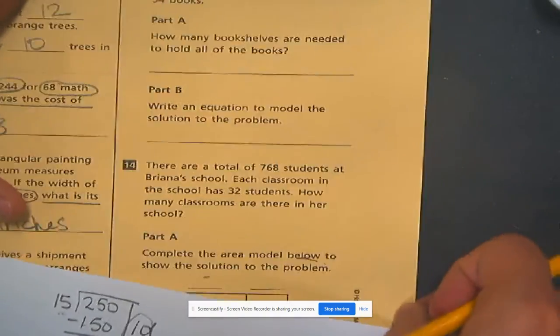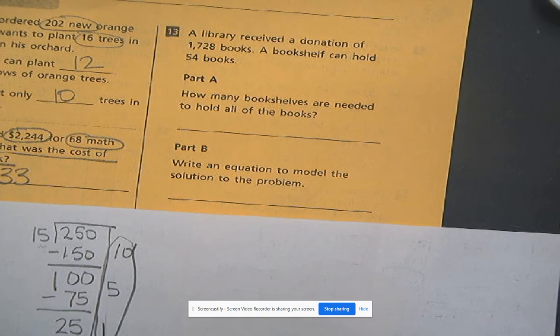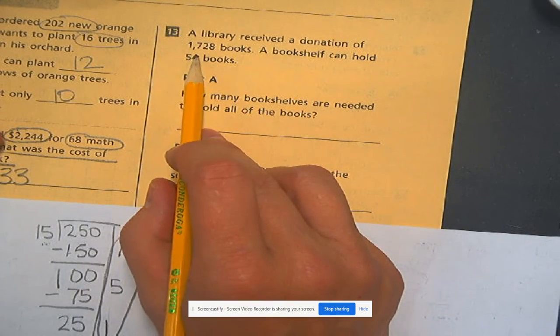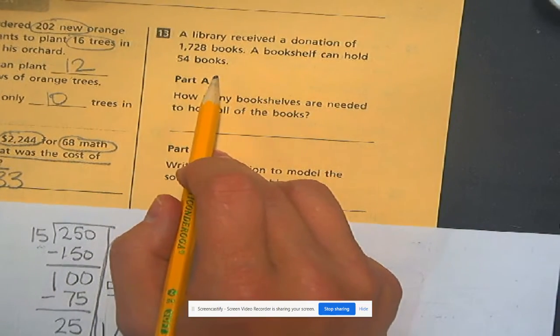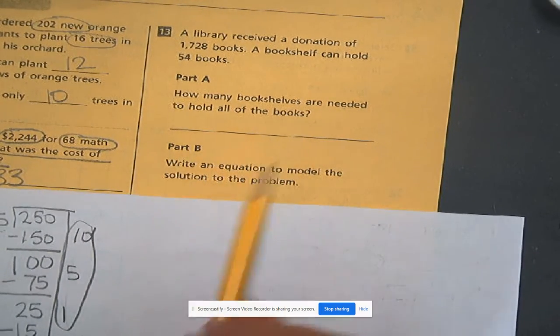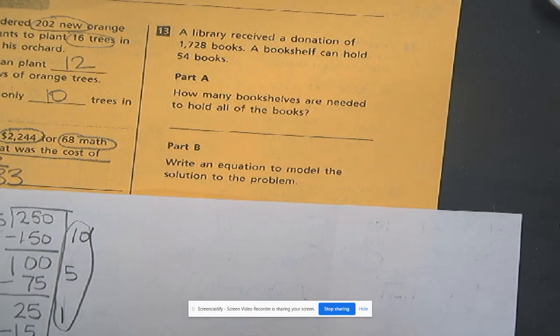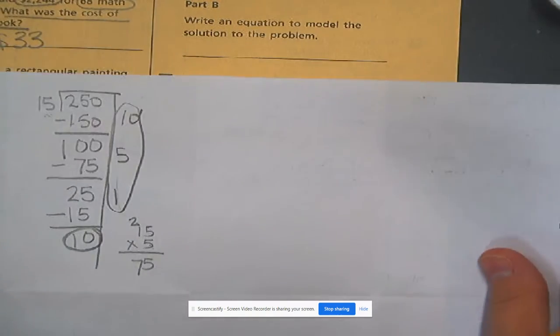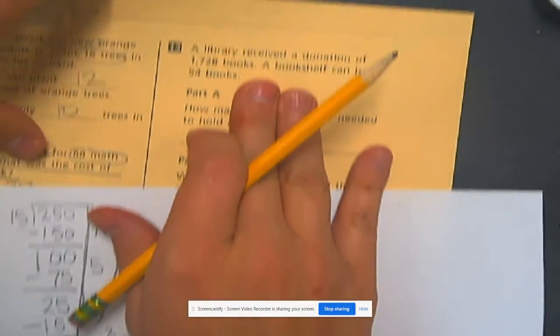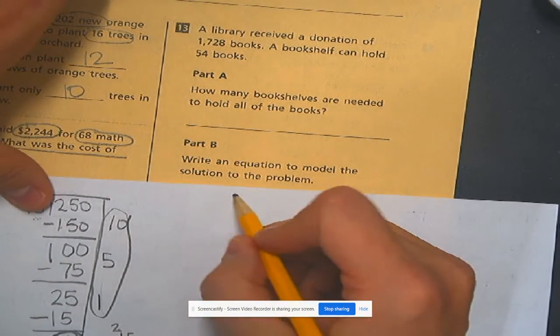Okay, thanks for staying with me. I know this is long, but I do want to do each of these so that you know which ones you're struggling with. Okay? The library received a donation of 1,728 books. A bookshelf can hold 54 books. How many bookshelves are needed to hold all the books? Write an equation to model the solution. So what is an equation? Yep. A math sentence is the answer. Okay, what's our division?